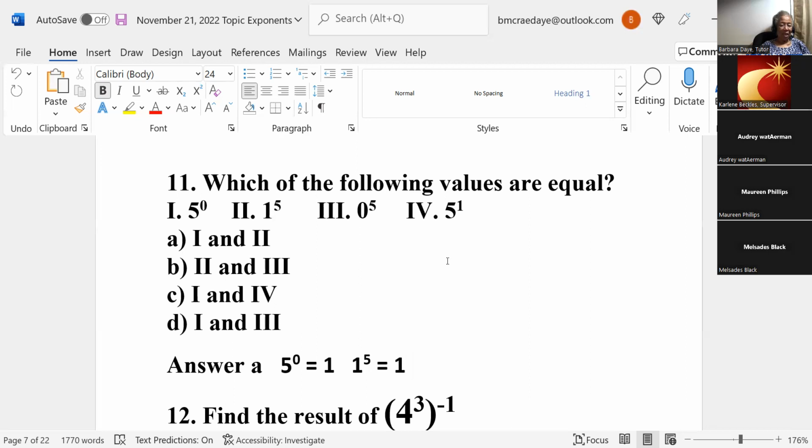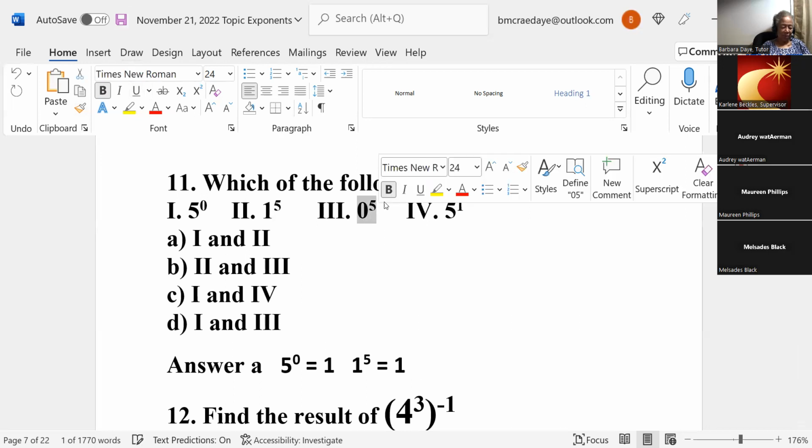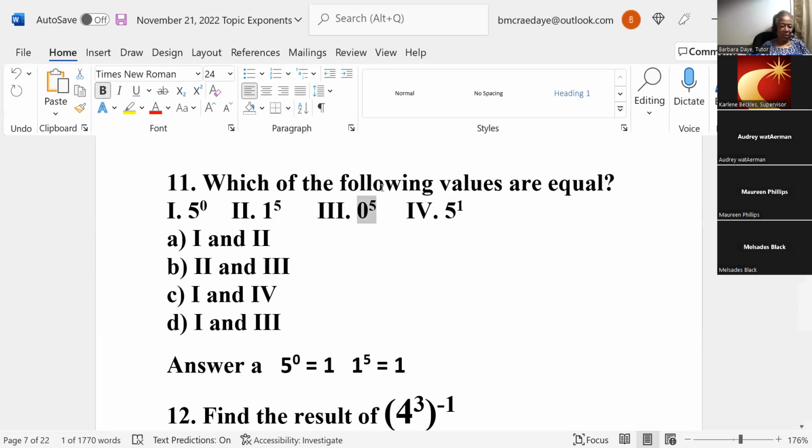Mercedes, what you can do is write down what all these are equal to. Let's write 0 to the 5th power, and I think if you do that, you'll see it's clearer. Okay, what's that equal to, Mercedes? What's 0 to the 5th power? That's 1. 0 times 0 times 0 times 0 is what? 0.